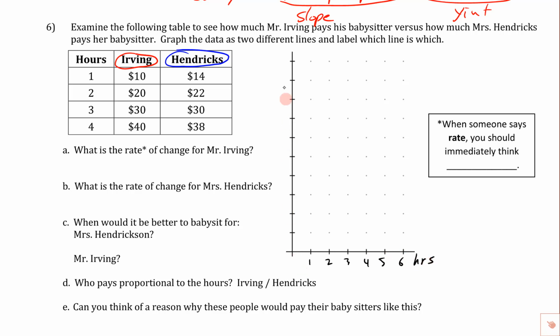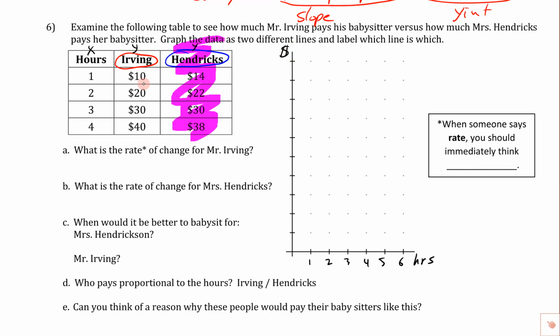And then in the vertical direction, remember this is X, and these would be the Y's that we're going to use here. Now we're going to do these one at a time, so I'm going to scribble this out right here. We're not going to worry about that one for the time being. So Mr. Irving pays $10 to begin with. So remember this is going to be in dollars right here.